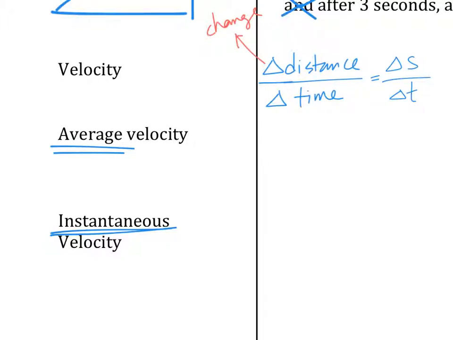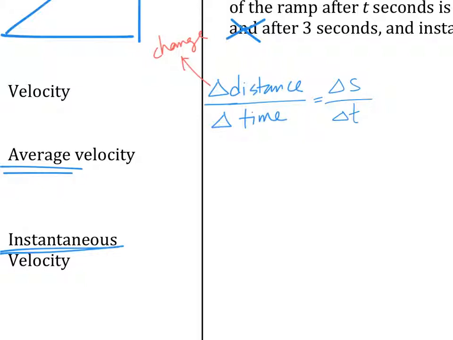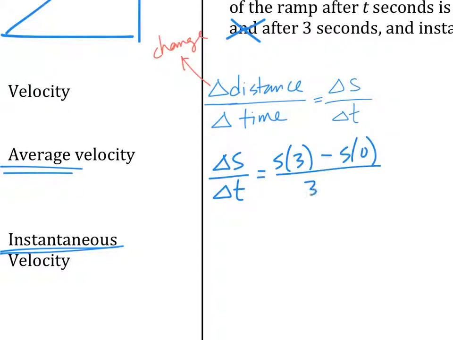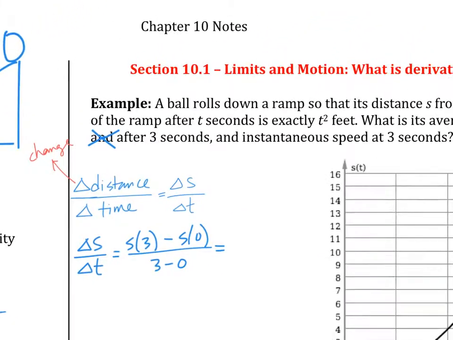So average speed is the change in distance over change in time. Well, the change in what distance? Between what time and what time? 0 to 3. So it's the distance at 3 minus the distance at 0, over 3 minus 0. What is the distance at 3? 9. How did you know that?